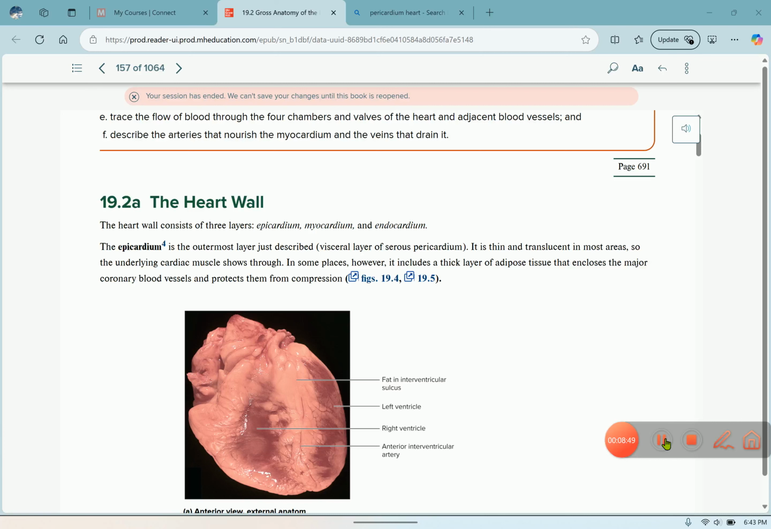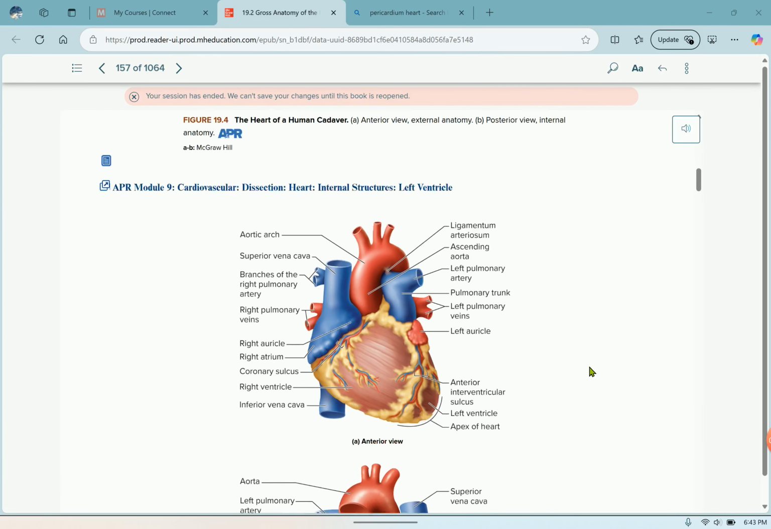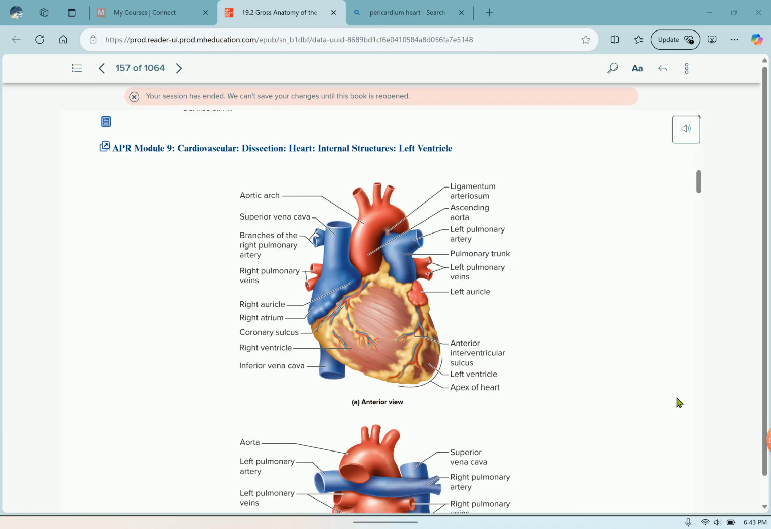Okay, this is page 691 in the book, so the very next page. This is going to get into more of the gross anatomy of the heart, so let's go over that.